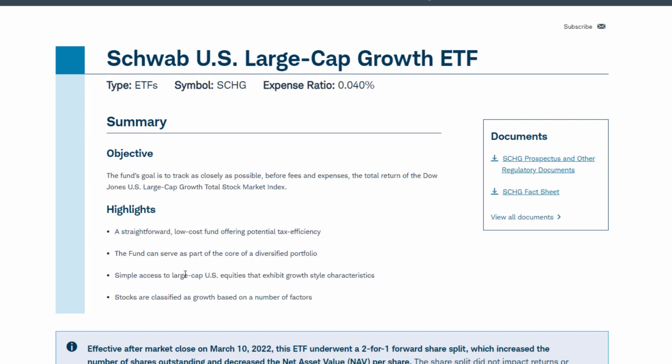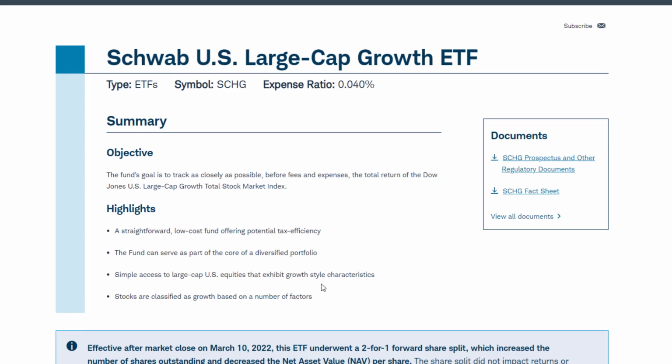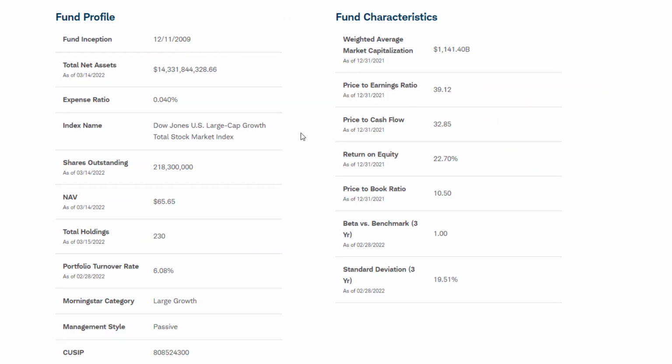Simple access to the large cap U.S. equities that exhibit growth style characteristics. Stocks are classified as growth based on a number of factors. Coming down to some of their specifics, their fund inception date was December of 2009. Their expense ratio is 0.04%, so just in line with VOO. And again, it tracks the Dow Jones U.S. Large Cap Growth Total Stock Market Index.